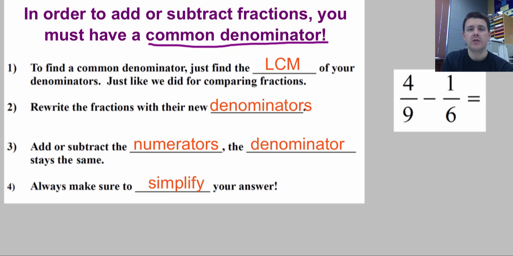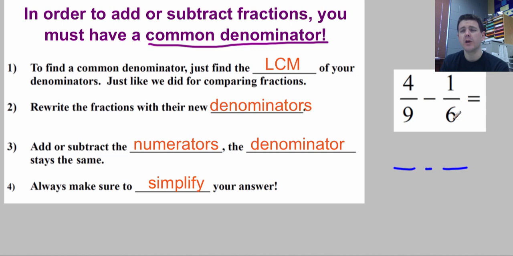So let's try this first one together. 4 ninths minus 1 sixth. First thing you have to do is look at these two denominators and try to find a new denominator that works for both of them. Well, a good thing to check is, could I turn the small one into my bigger one? Could I turn a 6 into a 9? Because if I can, then I don't have to do a whole lot of work in rewriting my fractions. Unfortunately, 6s don't turn into 9s, so I have to start to look for some other options.